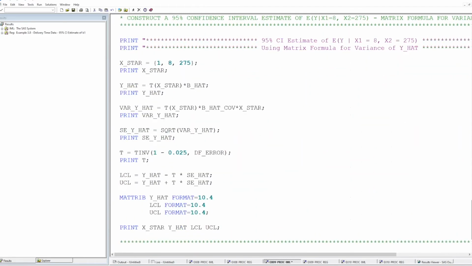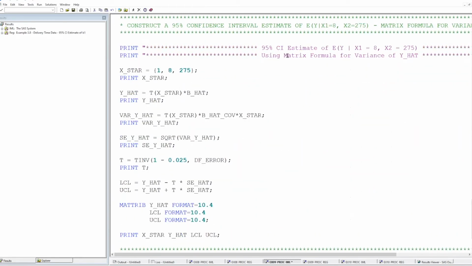We can also do this using the matrix formula for the variance of y hat. We need a vector containing the values of x1 and x2, as well as the 1, to multiply against the intercept. I'm going to call that vector x star. We've already got x, the design matrix, so I'm naming this something else, x star, to contain those values.